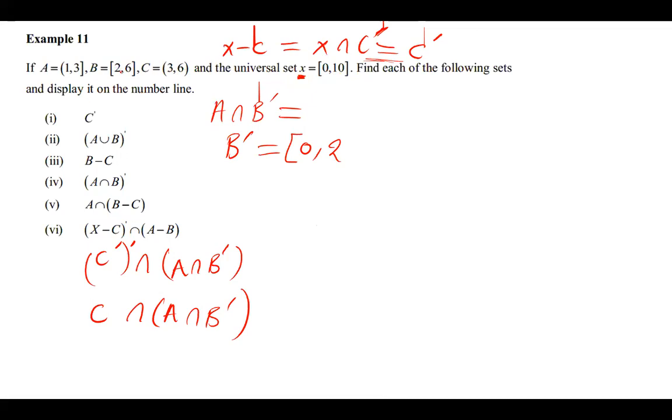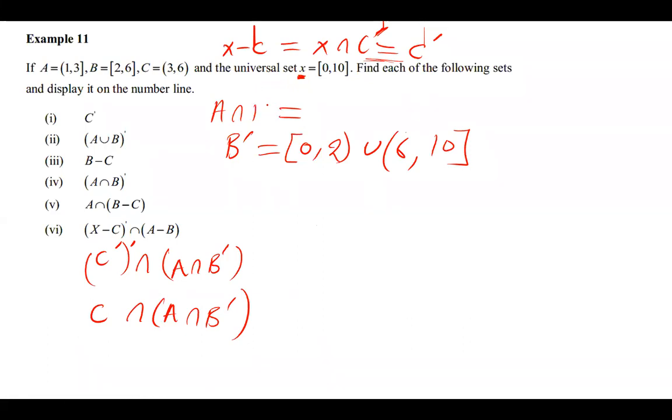Since 2 is part of B, it's not going to be part of the complement set, and then we say union. And then we start from 6. 6 will not be part of the complement set because it's part of B. And then we say comma 10, close. So this is our B complement. So we combine A with B complement. A is starting from 1 to 3. To find our A intersection B complement, let me just write it properly. So this is B.